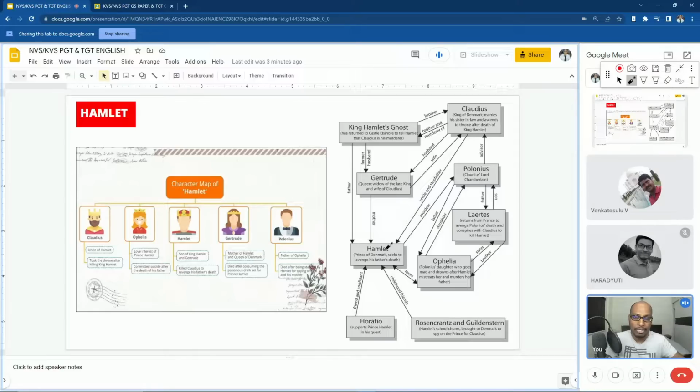So Hamlet is a prince of Denmark. Before he came to Denmark, where was he? He was a student of some university, correct? Yes, sir. What is the name of the university?